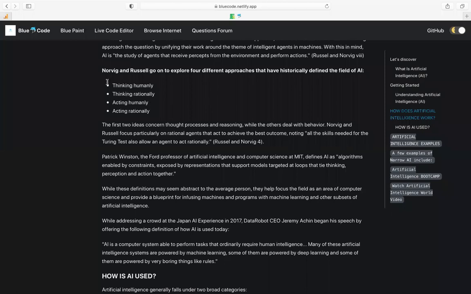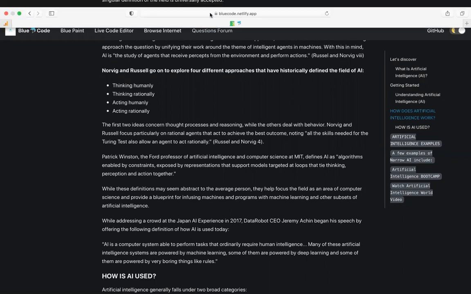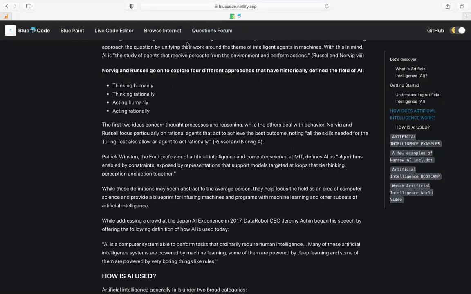There are four key points in artificial intelligence. Whatever you need to do to make a machine think intelligently, you need these four basic points. One, thinking humanly. Two, thinking rationally. Three, acting humanly. Four, acting rationally.